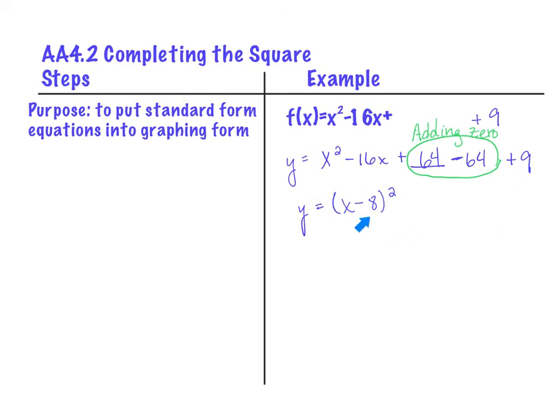So this x minus 8 squared is made up of the x squared minus 16x plus 64. Then I'm going to take my negative 64 plus 9, and I'm going to combine those two, which gives me negative 55. So now I have this nice vertex form, x minus 8 squared minus 55, giving me a vertex of the point 8, negative 55.